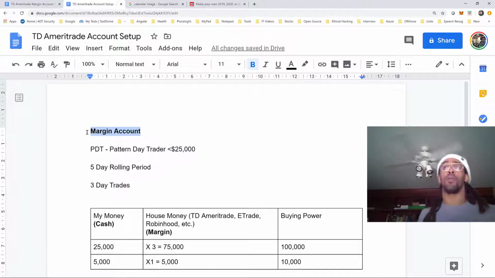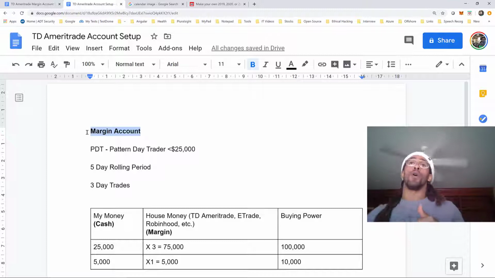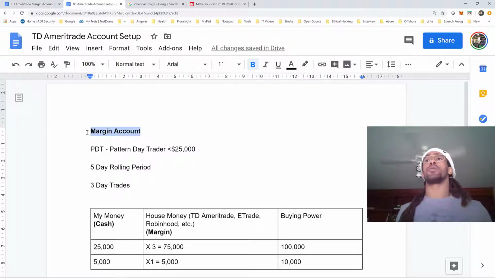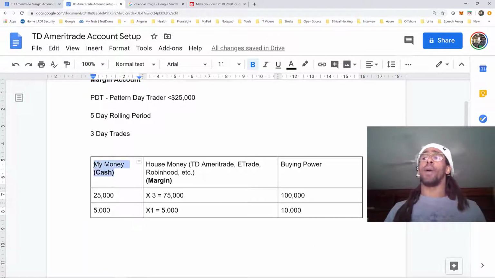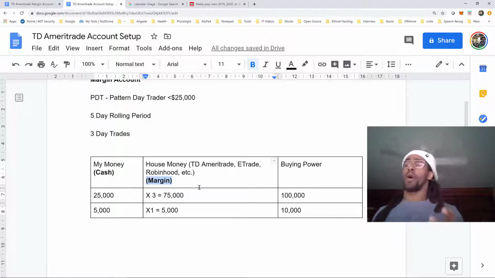And now I'm going to tell you the reason for a margin account. Well, to be able to trade Forex, to be able to trade futures, to be able to have better leverage when trading stocks, we want to use margin, right? So let me tell you what margin is. So we have a couple different things. I have my money, which is in my account. They call it cash. Then we have the house money, right? If I'm using TD Ameritrade, it's TD Ameritrade's money, or if I'm using E-Trade, or Robinhood or Acorn or whatever, that's called the house money. That's what they call margin.